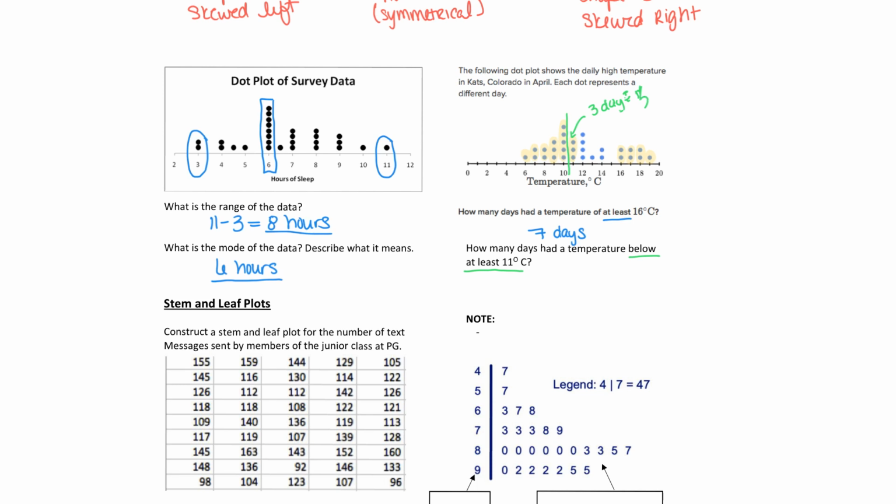Sorry, my pen stopped working. 3 days of 11 degrees Celsius. If I was going to calculate how many days had at least 11 degrees, I would be calculating from that green line to the right. And since it's asking for below at least 11, I'm only going to tally the ones that are to the left. So it looks like I've got 1, 2, 3, 4, 5, 6, 7, 8, 9, 10, 11, 12, 13 days.